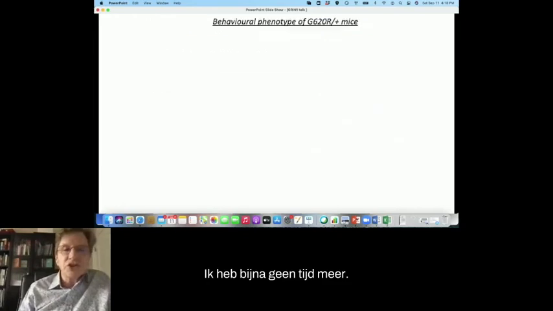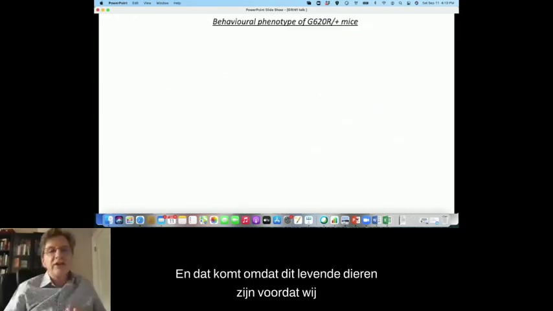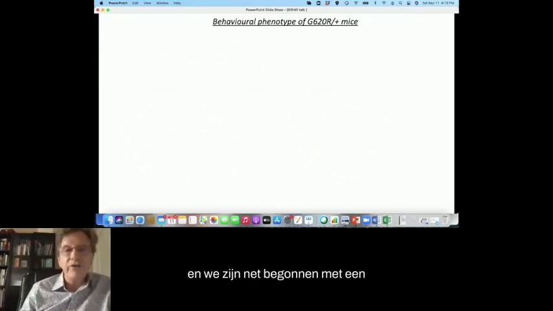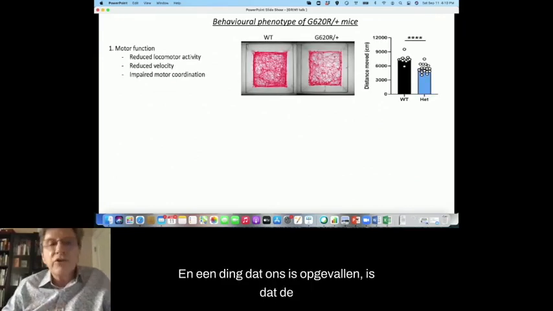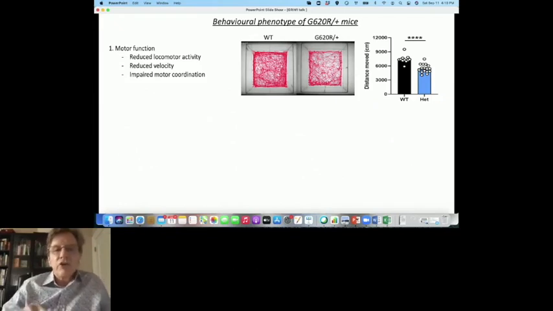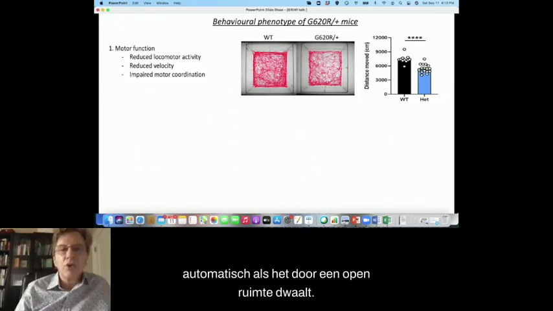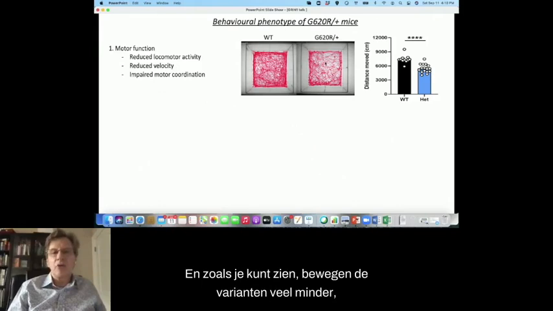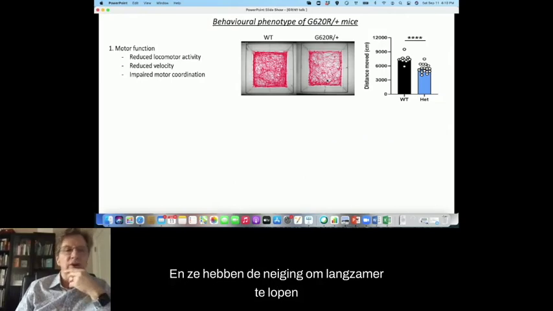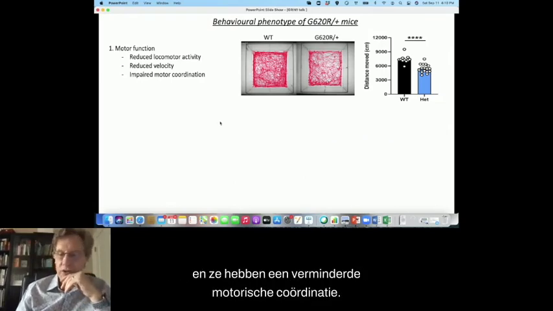I'm pretty much out of time, so I'm just going to show you one last approach. Because these are living animals, before we sacrifice them to take the slices, we can actually use some of the other mice to do behavioral experiments. We've just started to do a behavioral phenotype of our mice, and one thing we've noticed is that the G620R heterozygous mice have less activity. This is tracking the activity of a mouse automatically as it's wandering around an open space. As you can see, the variants are moving far less, and this is the quantification of the behavior. They tend to walk more slowly, and they have impaired motor coordination.